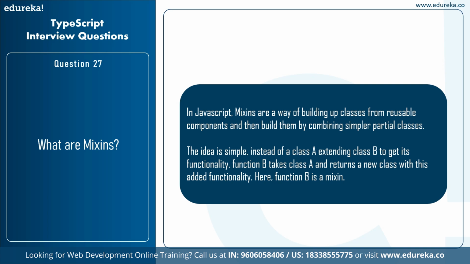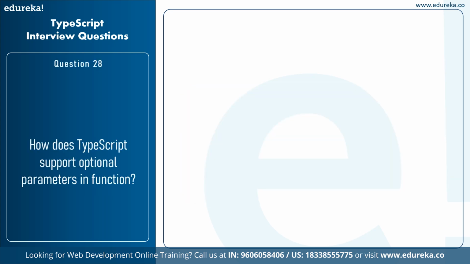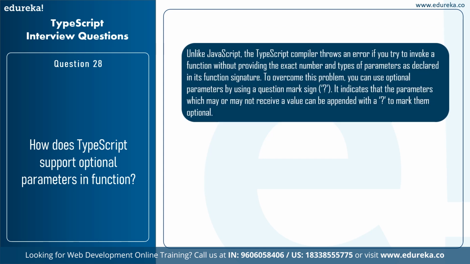So now that you've understood what are mixins, how does TypeScript support optional parameters in function? Now, unlike JavaScript, the TypeScript compiler throws an error if you try to invoke a function without providing the exact number and types of parameters as declared in its function signature.